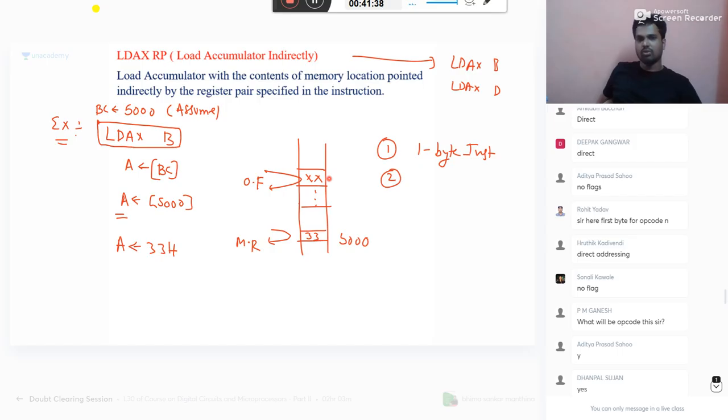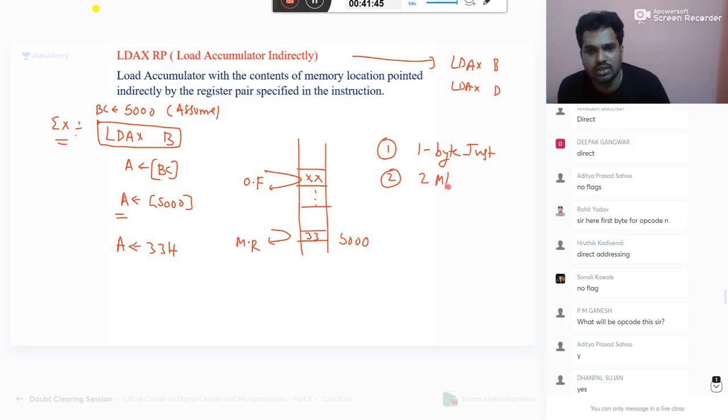Okay. Now listen here. How many machine cycles are there? I will come to you, Aditya, 2 machine cycles. So the two machine cycles are opcode fetch and memory read. Opcode fetch is 4 T states, memory read is 3 T states, 7 T states में आपका job हो गया.